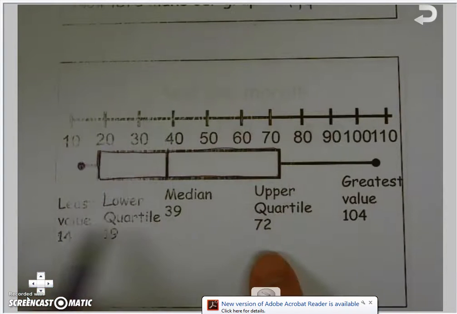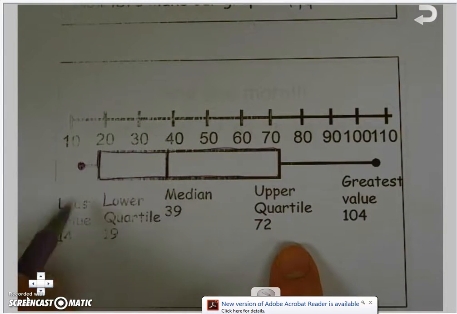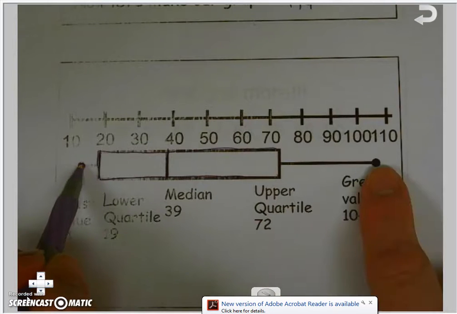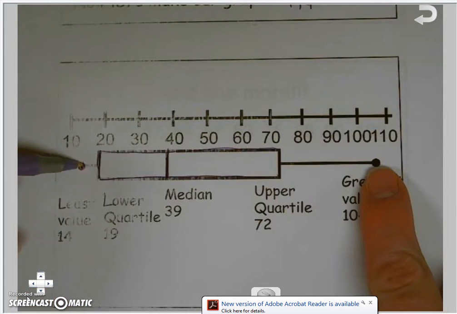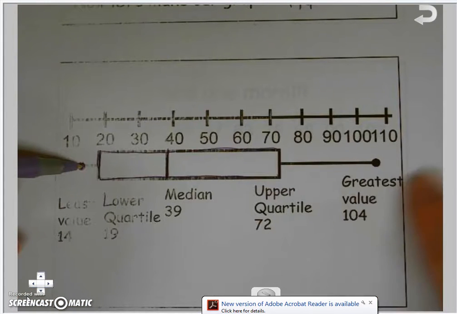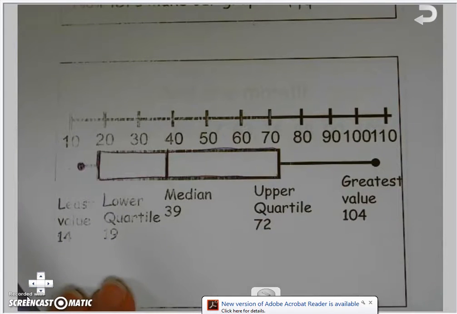So I can tell, looking at my graph right here, that going from 14 to 104, that's how much my data spans. I know there's not a number less than 14. I know there's not a number greater than 104. So let's do two examples real quick.